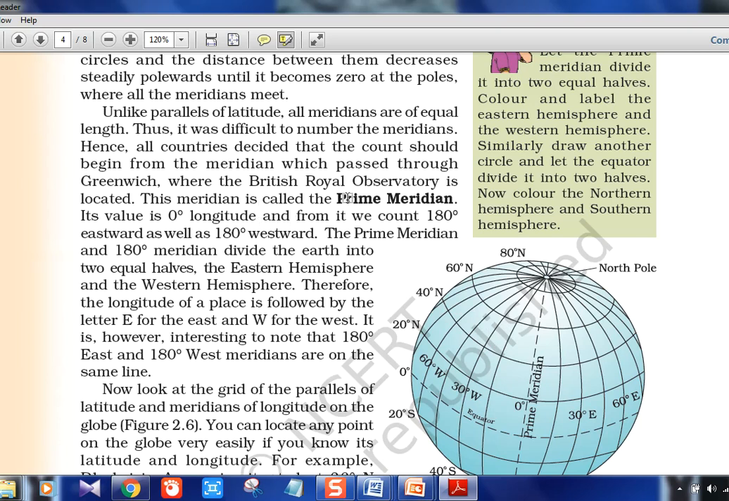Okay, so the prime meridian, like I told, is Greenwich, where the British Royal Observatory is set up. During those years, Britain was the most powerful country and it had the Royal Observatory, so they decided just like that this will be the prime meridian. There is no other big scientific reason. Eastward will be 180 degrees, westward will be 180 degrees, total 360 degrees, as you know it's a round shape. So the two halves are decided based on that.